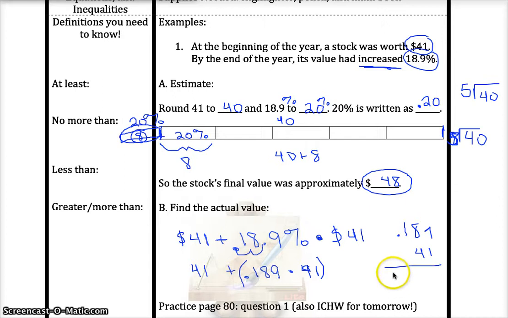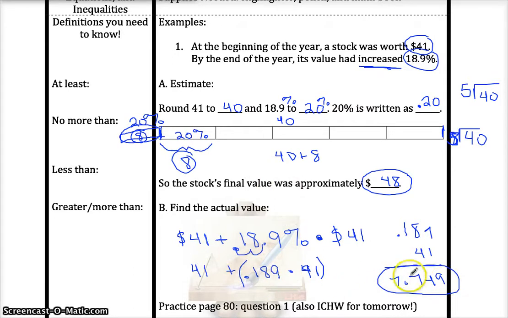When I did it on my calculator, I got 7.749. So remember when we did the estimation, we estimated and we got 8. Is 7.749 close to 8? It definitely is. So we're on the right track. That's why it's good to estimate first to know if you're on the right track.